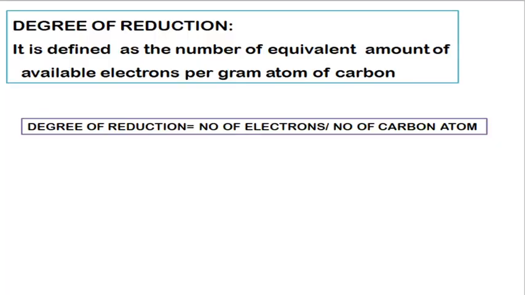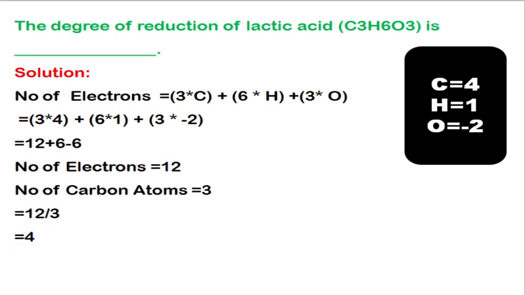Next is with regard to degree of reduction. Degree of reduction is nothing but the number of equivalent amount of available electrons per gram of carbon. And this is the formula to calculate the degree of reduction for any organic compound. Degree of reduction is equal to the number of electrons divided by the number of carbon atoms. So this is one example: the degree of reduction of lactic acid is given.